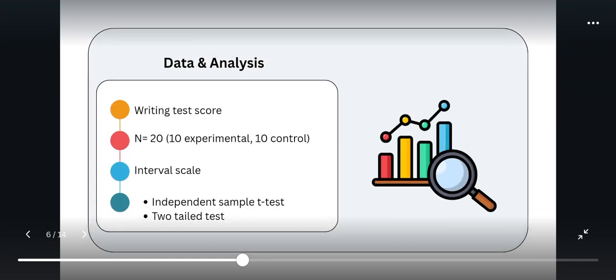And then for the data analysis technique, as you can see here, the students' writing scores are measured using an interval scale. And as I said before, the total number of participants is 20 students, and the experimental group consists of 10 students and the control group also consists of 10 students. This study compares the mean score of two different and independent groups. An independent sample t-test is used. A two-tailed test is applied here because the research question only asks whether there is a difference, not the direction of the difference.